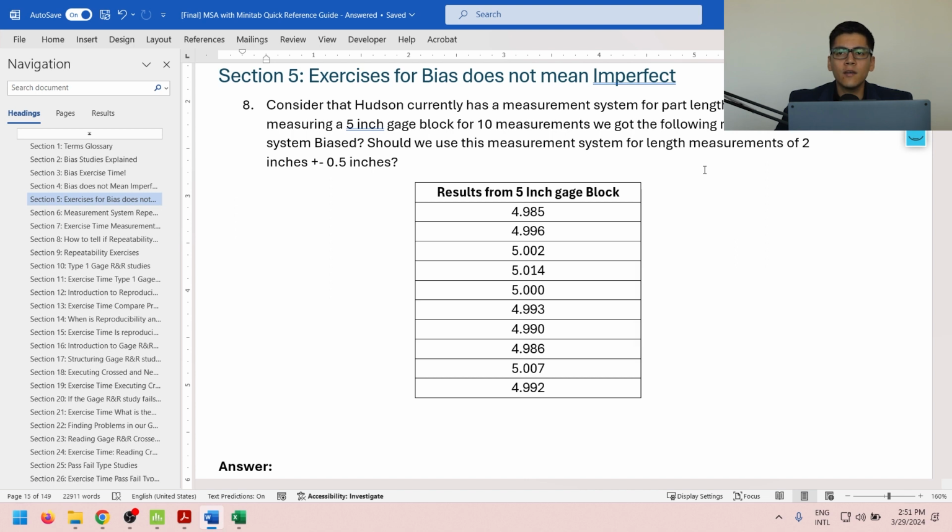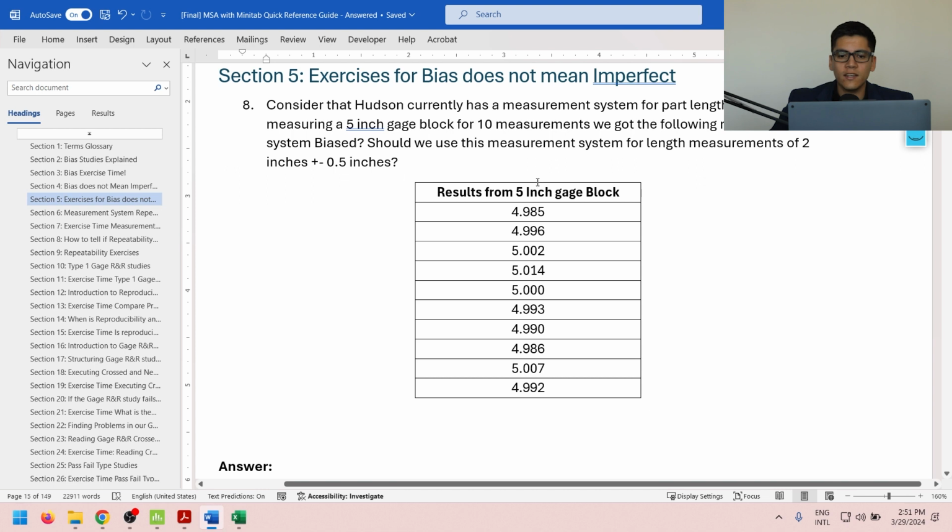After measuring a 5-inch gauge block for 10 measurements, we got the following results. Is the system considered to be biased? Should we use this measurement system for length measurements of 2 inches plus minus 0.5 inches?